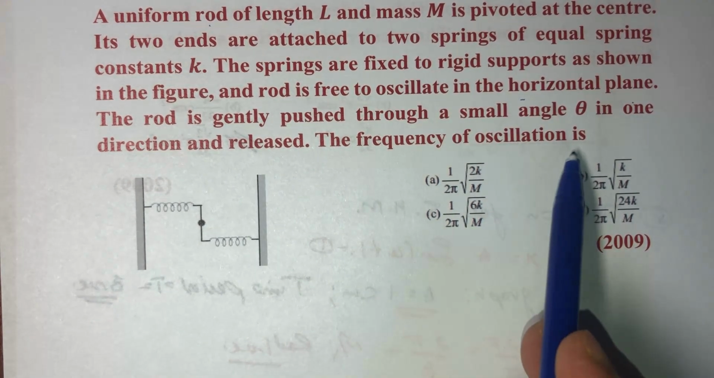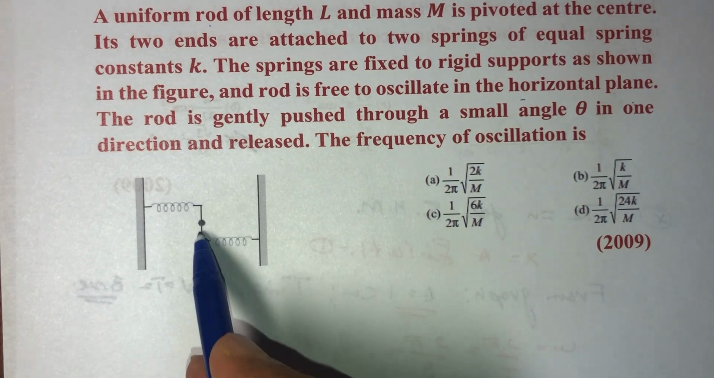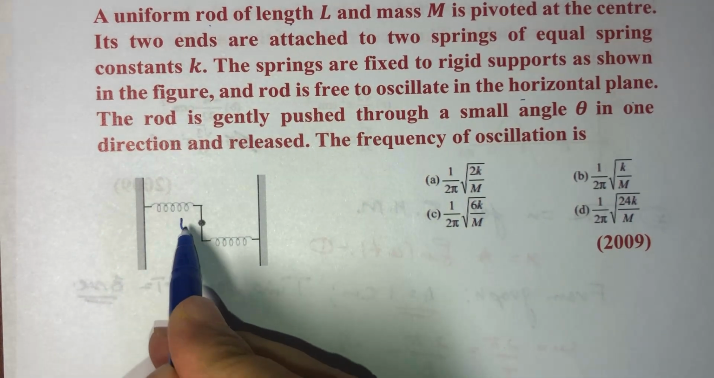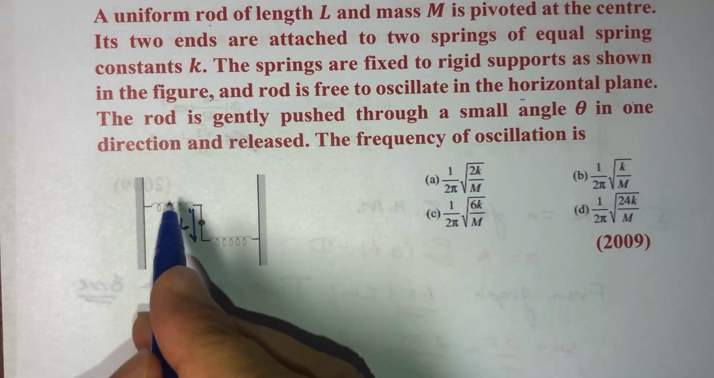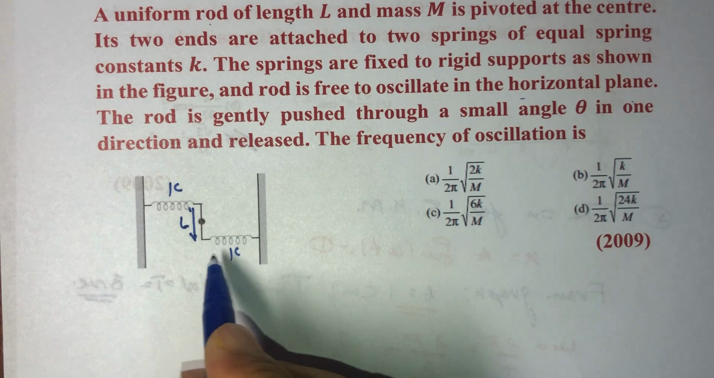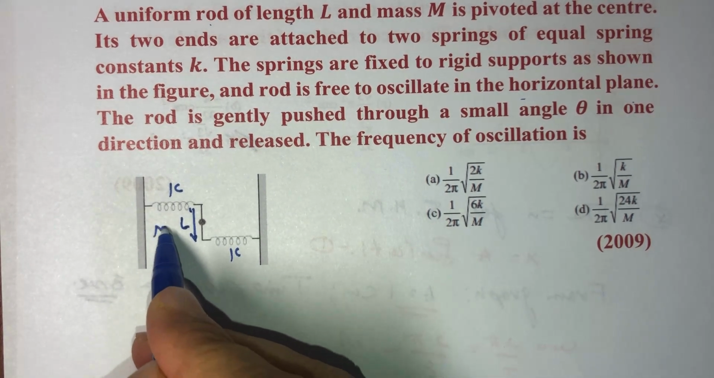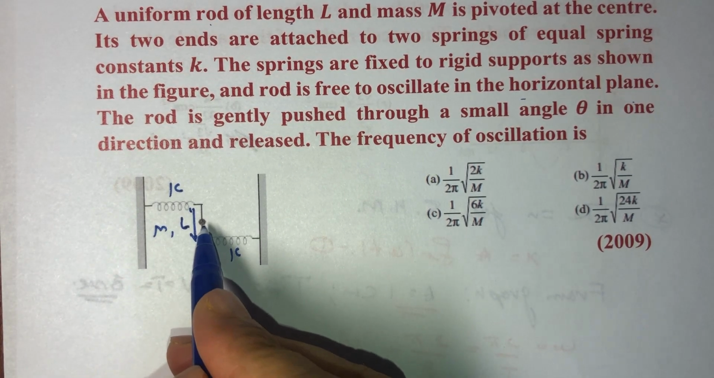The frequency of oscillation is, so this is our rod, and the total length of the rod is given as L. Spring constant of each spring is given as K, and mass of the rod is given as capital M, and it is pivoted at this point.